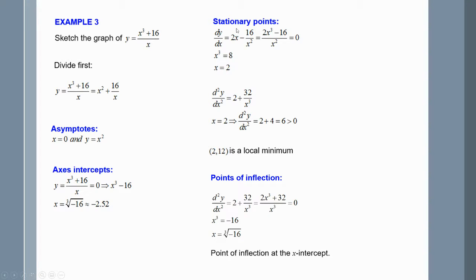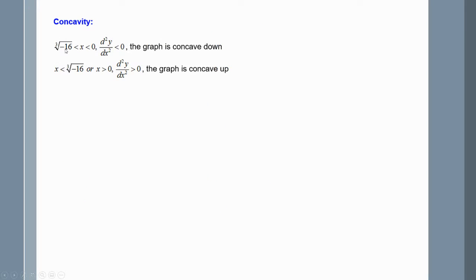Points of inflection, differentiate the second derivative, so now we solve it for 0 by putting it on a common denominator. X cubed is minus 16, so x is cubed root of minus 16, which is the same as our x-intercept. So point of inflection at the x-intercept. Concavity, to the left of this point the graph is concave down, to the right of this point it's concave up.